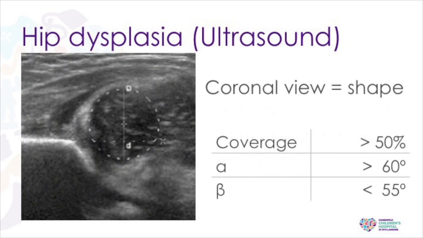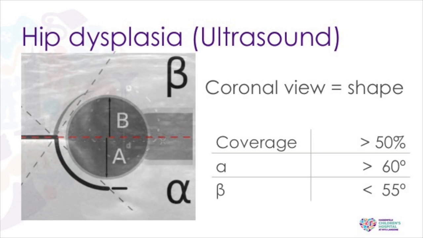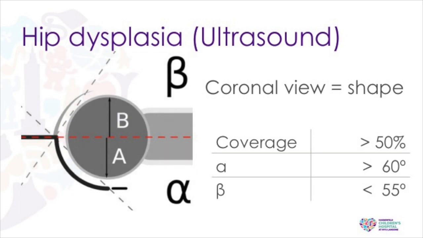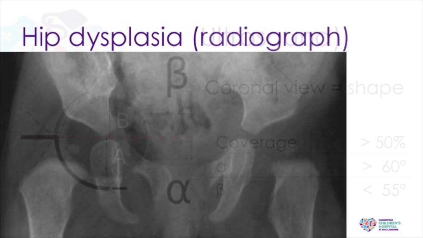The coronal view is more of a morphologic view. It is useful to evaluate the shape of the joint. These 3 measurements should be remembered as they are often tested. Bony coverage should be at least 50%. The alpha angle, indicating the shape of the bony acetabulum, should be at least 60 degrees, and the beta angle, indicating the percentage of soft tissue coverage, should be at most 55 degrees.